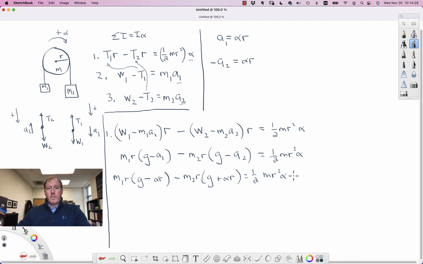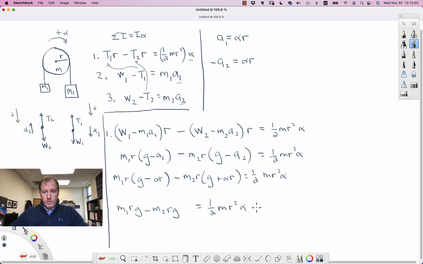Okay, now what I want to do is solve for alpha, so I want to get everything with an alpha on one side. So I'm going to keep the m1 times r times g on this side, that's the first term, and minus m2 times r times g on this side. On this side, I'm going to have 1/2 mr squared alpha, and I'm going to want to move this m1r times alpha r over to this side.